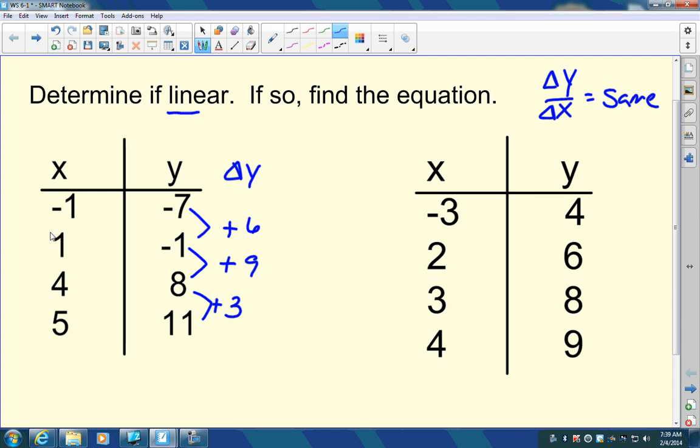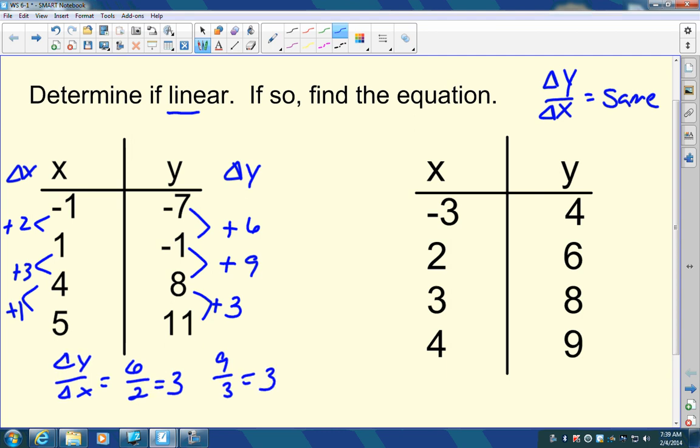I can't stop there. You have to do delta x. You have to do the change in x. Plus 2, plus 3, plus 1. Then you have to divide the numbers. 6 divided by 2 is 3. 9 divided by 3 is 3. 3 divided by 1 is 3. Because all of these are the same, this data is linear. It will make a straight line.